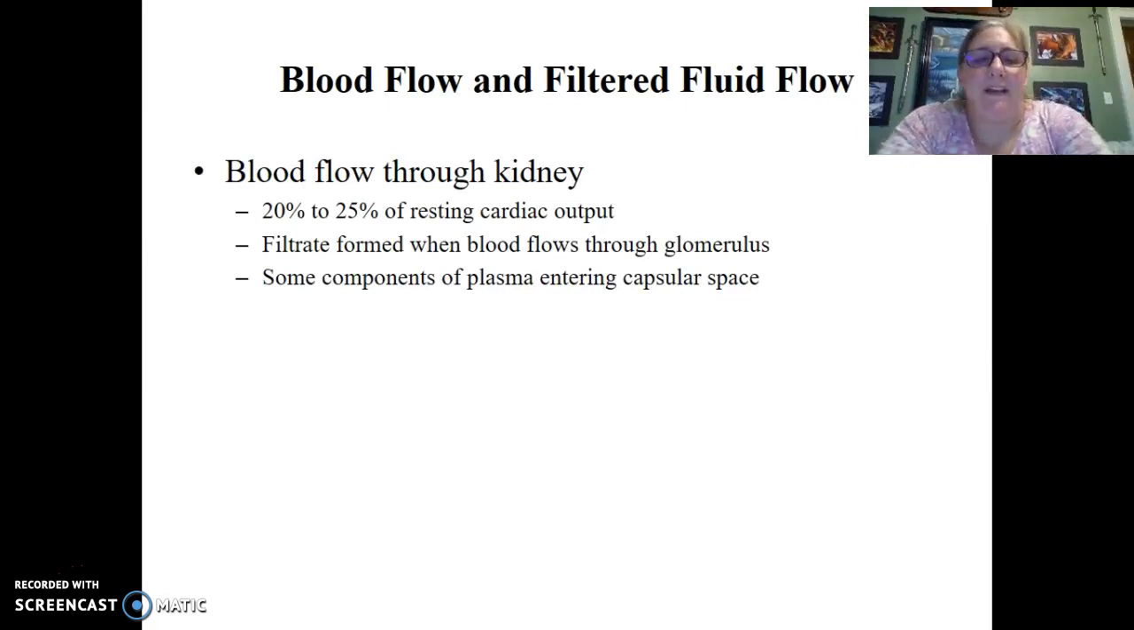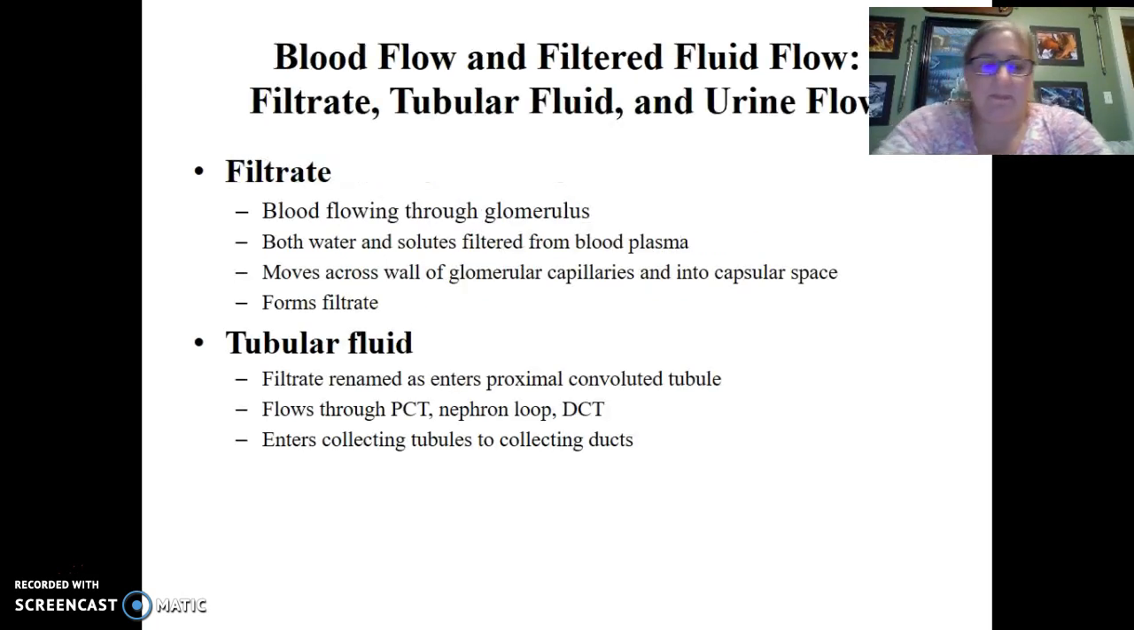So, how much blood is flowing through our kidneys at any given time? Close to a quarter of our blood is moving through our kidneys at any given time. We're producing filtrate continuously. So we're filtering our blood, cleaning our blood. Filtrate is what is produced at the glomerulus. And we're producing a lot of filtrate every day, but the majority of the filtrate is going to come back in through reabsorption. Once the fluid moves into the renal tubule, it's called tubular fluid.